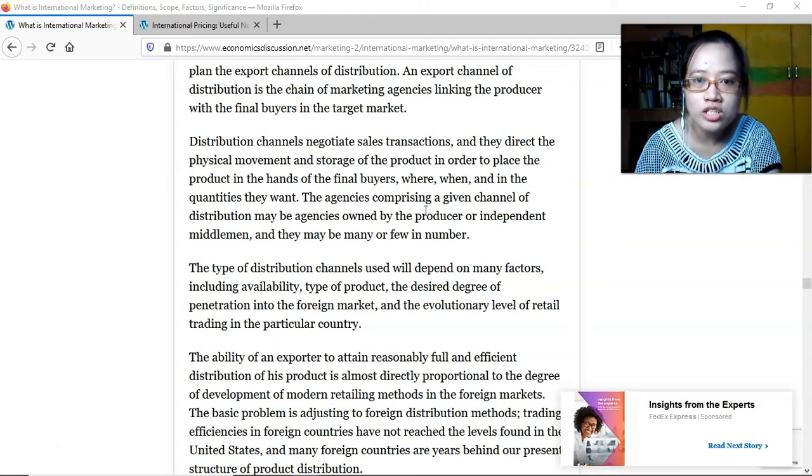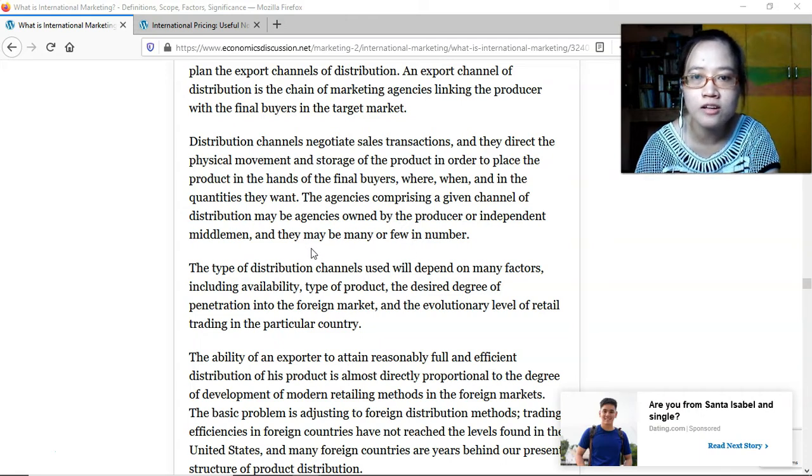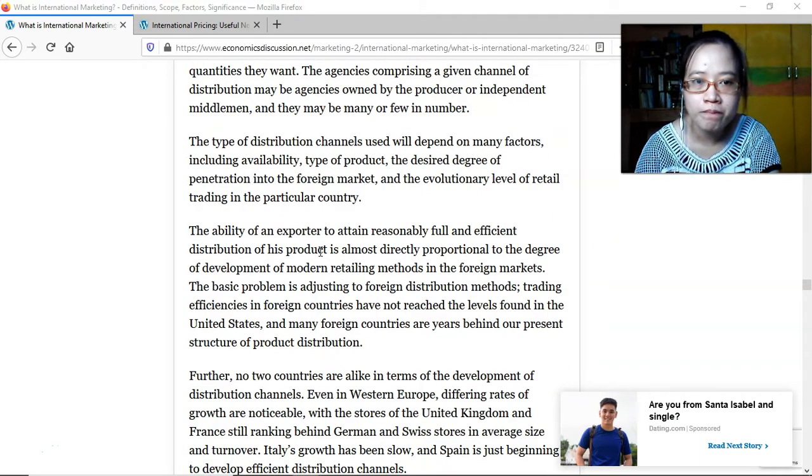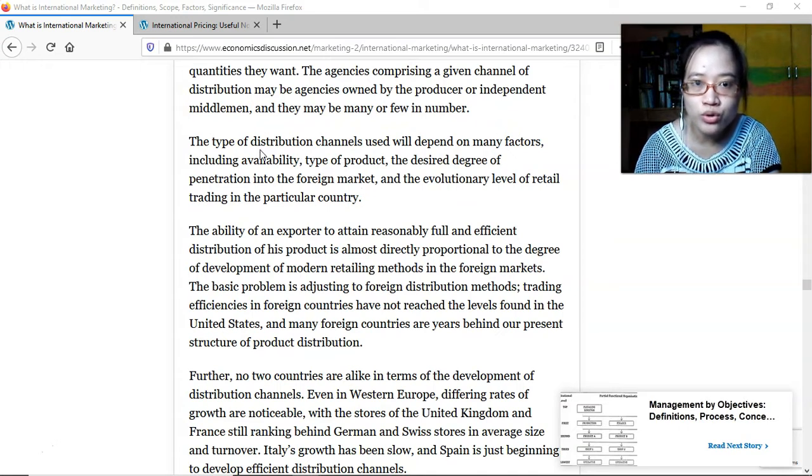Okay? The agencies comprising a given channel of distribution may be agencies owned by the producer or independent middlemen, and they may be many or few in number. So, yeah, that would depend on whether the company has its own or if they contract other companies for that.